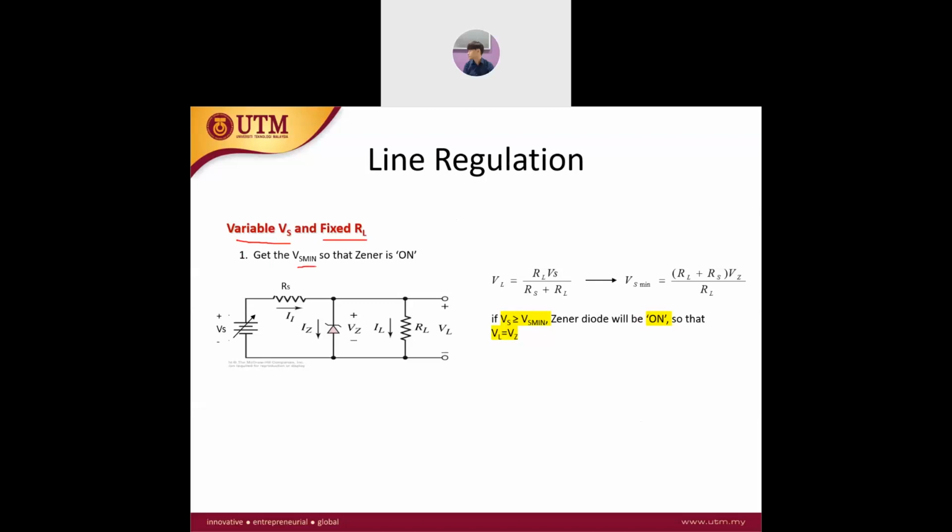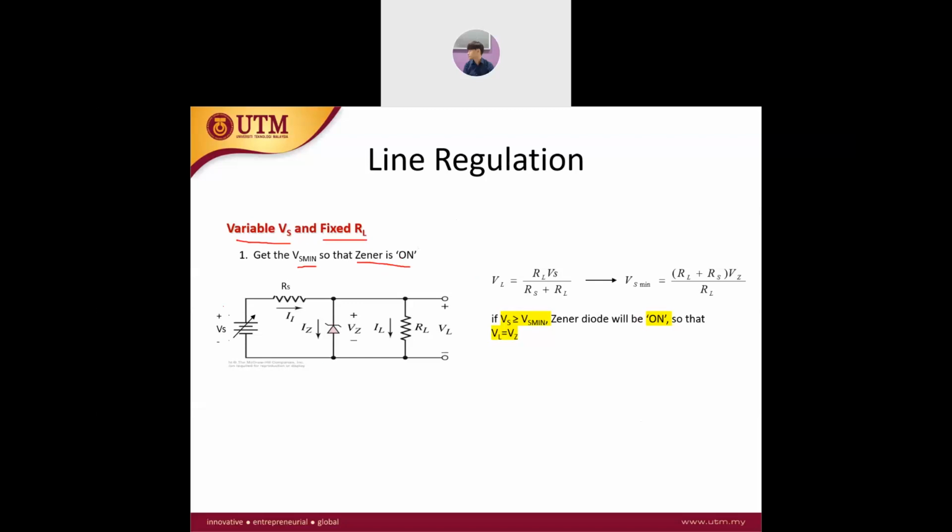VS min is the minimum source voltage we must have so that our Zener diode will be on, so that our Zener will be in reverse bias operating in the breakdown region. Not only in reverse bias, but it must also reach the breakdown region, because this is where the Zener is considered to be on. This is given for these kinds of circuits.